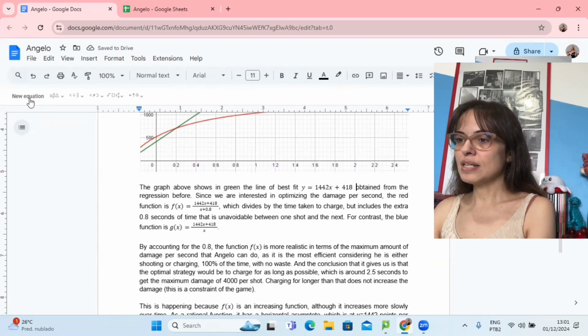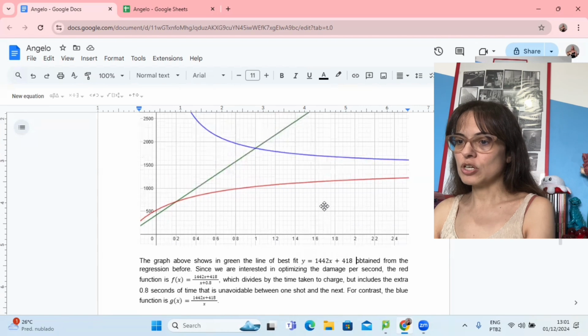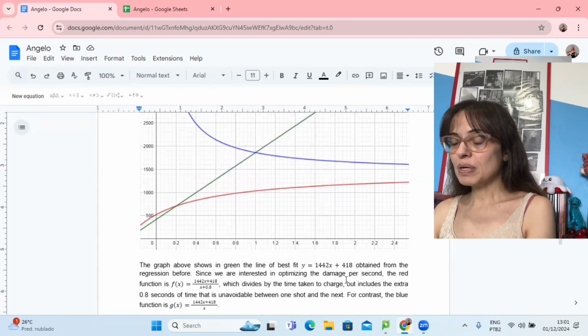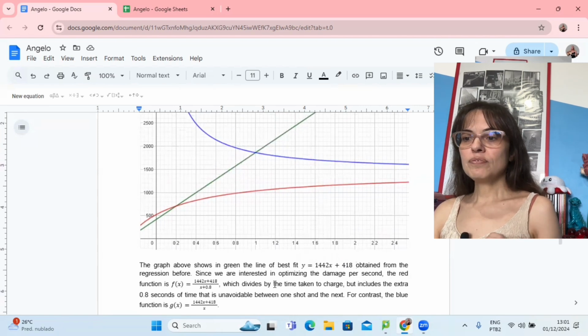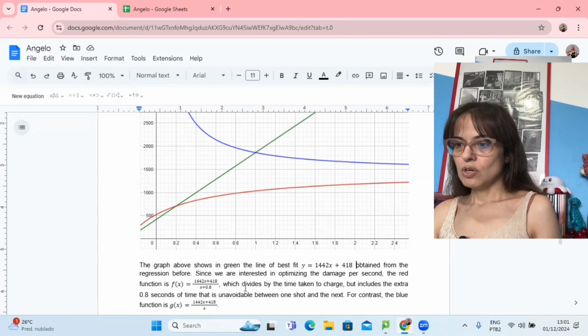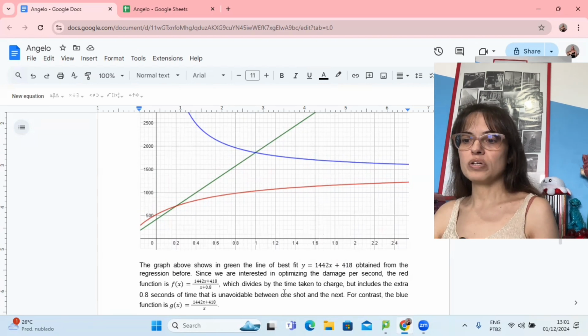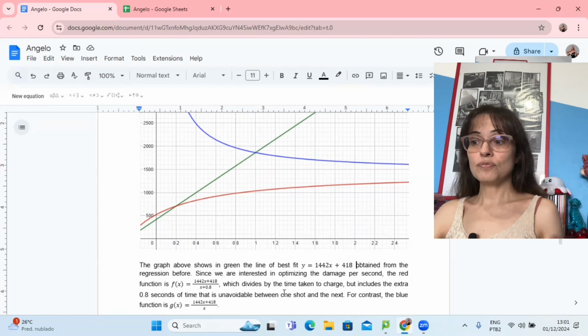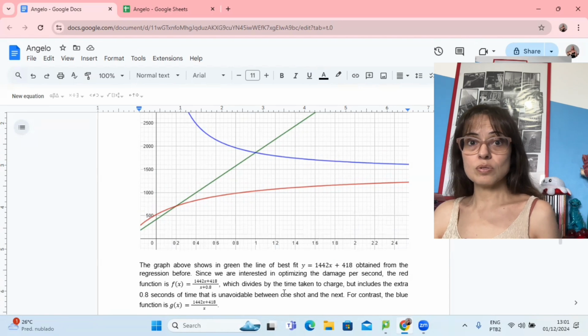So in green is the line of best fit obtained from the regression. Since we're interested in optimizing the damage per second, the red function is that damage divided by x plus 0.8, which divides by the time taken to charge, but includes the extra 0.8 seconds of time that is unavoidable between one shot and the next. And then for contrast, I included a blue function, which is without taking that 0.8 into account. It's just the damage divided by the seconds of charging.